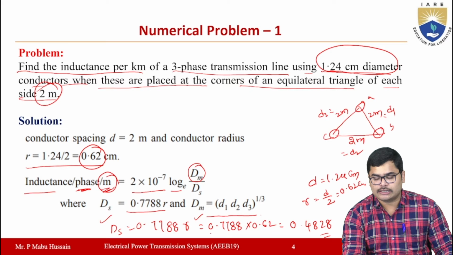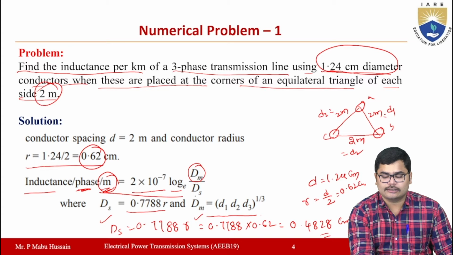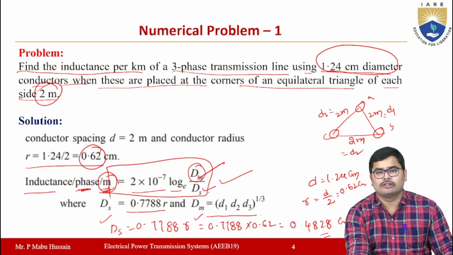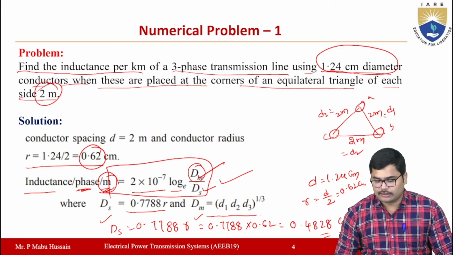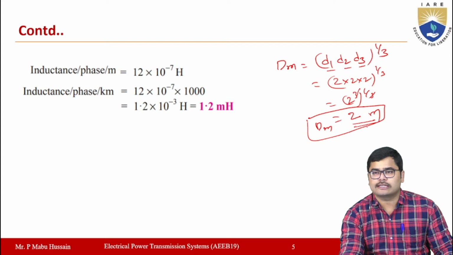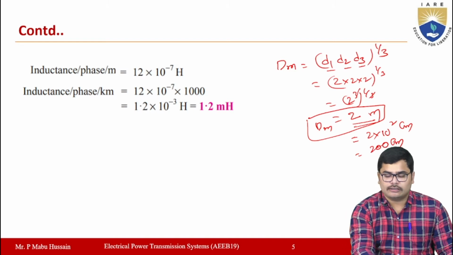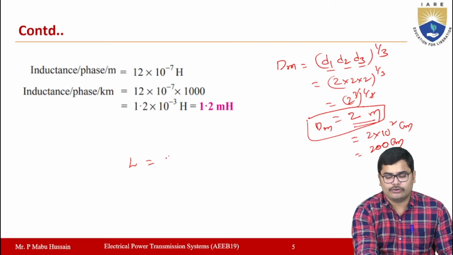Okay. And Ds value here is in centimeters. So now while calculating the inductance, by using this expression, the value of Dm as well as the value of Ds both must be in the same unit. Now here if you observe, the value of Ds is in centimeters and the value of Dm here is in meters. So you have to convert any one of these two into the same unit. I am converting this Dm into centimeters, so that 2 into 10 square centimeters you will get, which is 200 centimeters.